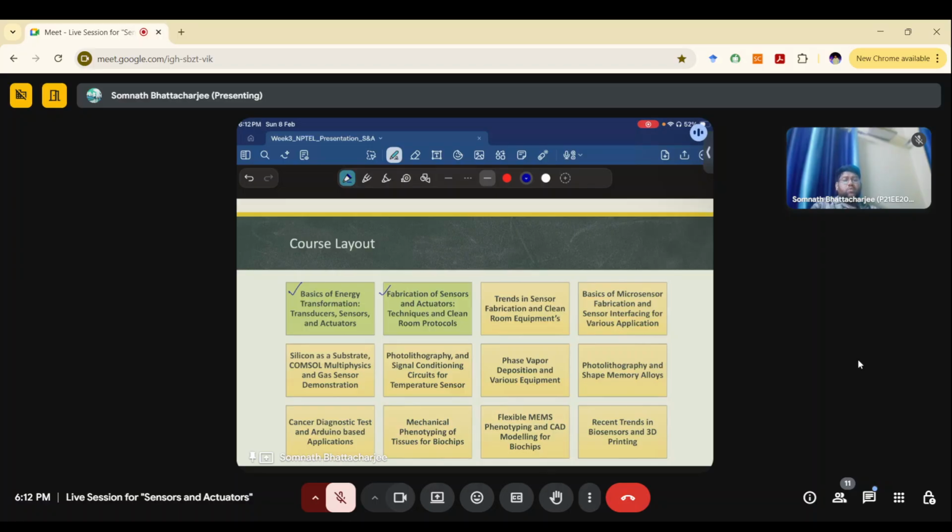Further, the final few lectures will be on CAD modeling of these different kinds of sensors. There will be a few examples, and based on that we'll see how these sensors have been made, and you can implement that on your sensor as well. So first you will design it, then fabricate it, and then interface it with your existing circuitry.